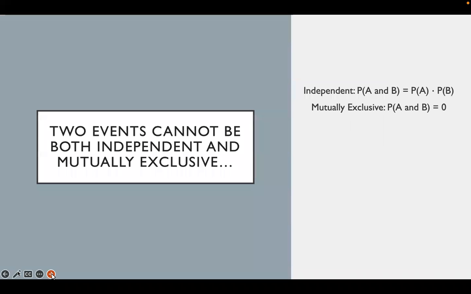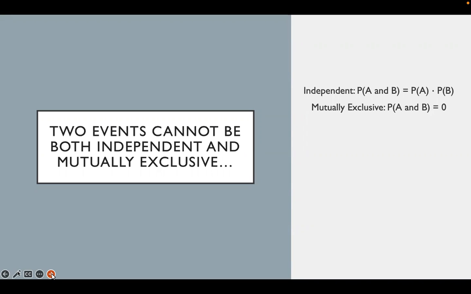Now, with that being said, two events cannot be both independent and mutually exclusive. Because if you are independent, then the probability of A and B is the probability of A times the probability of B. And we know that mutually exclusive means that the probability of A and B is 0. So for the probability of A and B to be 0, it means either the probability of A or the probability of B has to be 0, right?